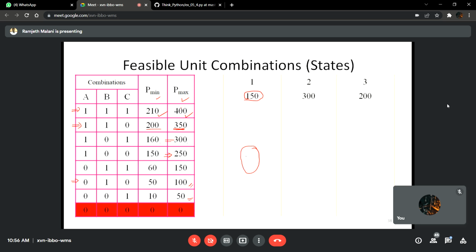Now, for 300 megawatt, whether this combination is feasible, same Vishnu? It can provide 300, sir. Yes, feasible. Okay, thank you, Vishnu.